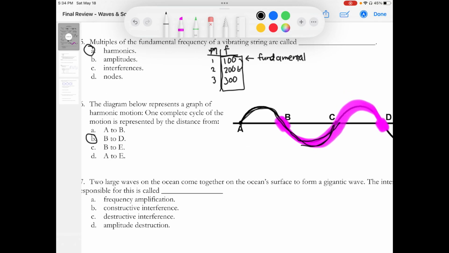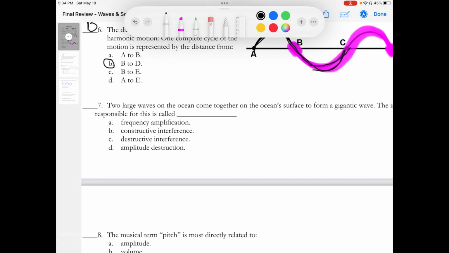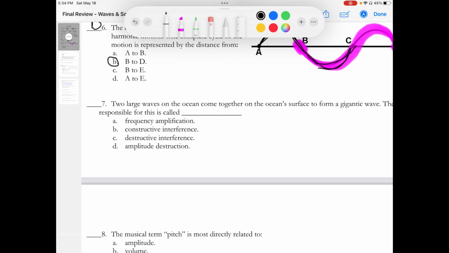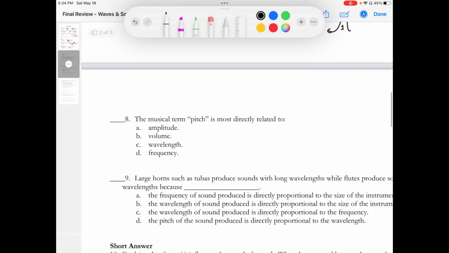Number 7 is a vocab word. Two large ocean waves come together to form a larger wave. Sometimes it helps to draw out the picture with this. This is called constructive interference. It's when the two amplitudes add together to make a bigger amplitude wave. Or like in this case, 1 plus 1 equals 2. Pitch is related to frequency. It's the note that we hear.